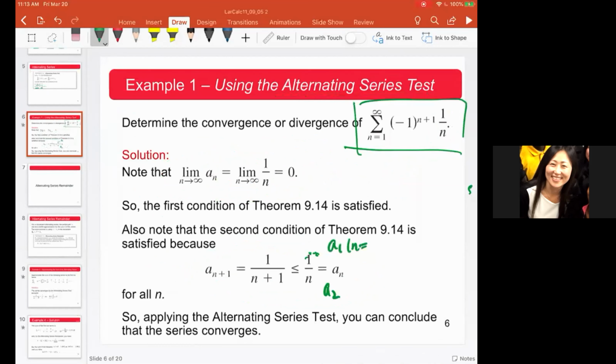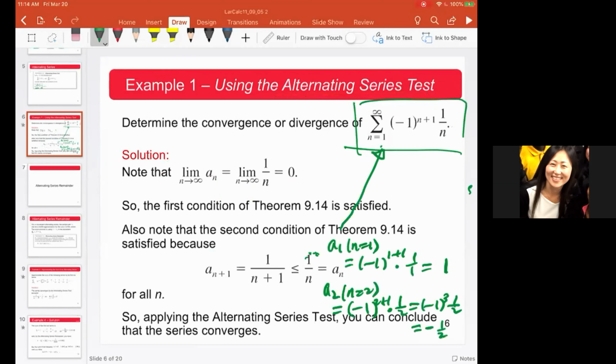A1 means what? n is equal to 1, right? So I'm going to just plug it into this. So you get (-1) to the 1 plus 1, over 1, which gives me 1. Now let's look at A2. A2 means n is equal to 2. So (-1) to the 2 plus 1, times 1/2. So this is (-1) to the third power, which is a negative number, right? So it'll be -1/2. So now you tell me which one is bigger, A1 or A2?